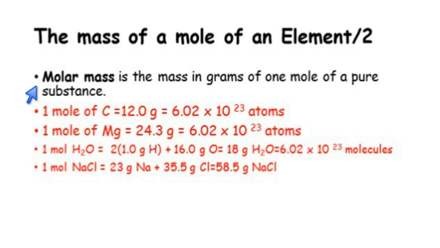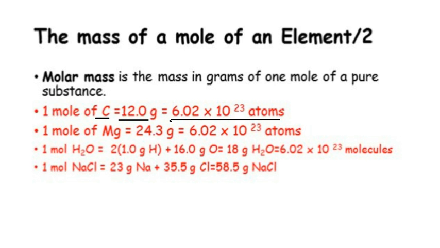Okay, so molar mass. Now moving on to a molar mass of an element or a compound. Molar mass is the mass in grams of 1 mole of a pure substance. So I had used that example. 1 mole of carbon is 12 grams. If I would put 12 grams of carbon and count each atom, I would have this many atoms.